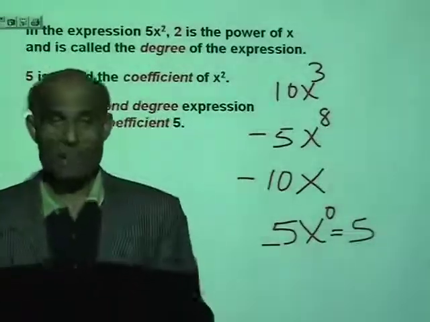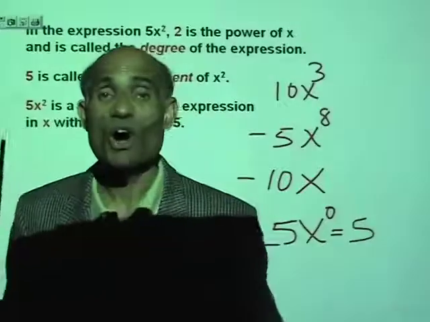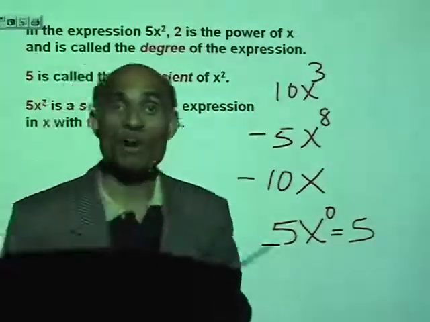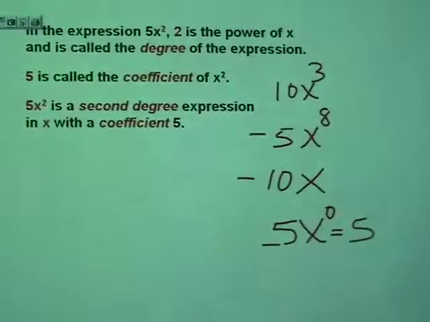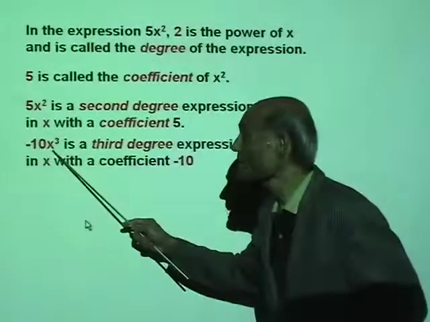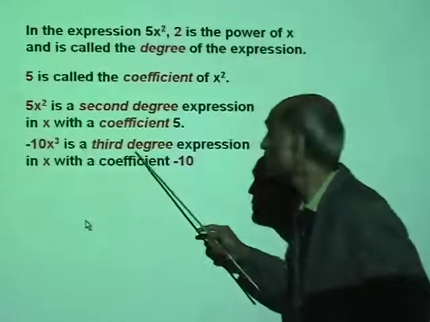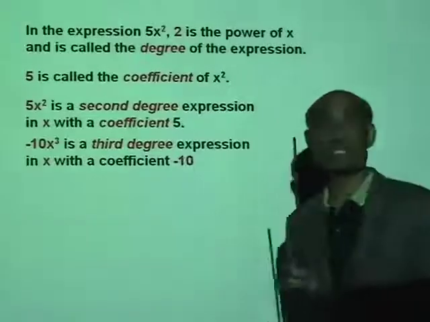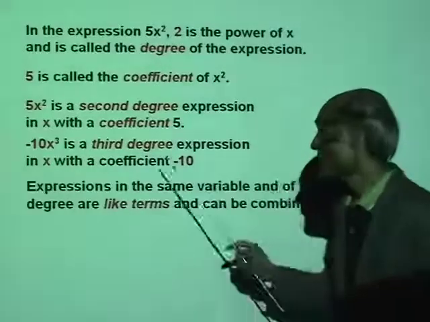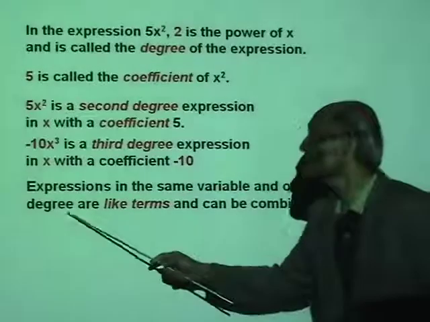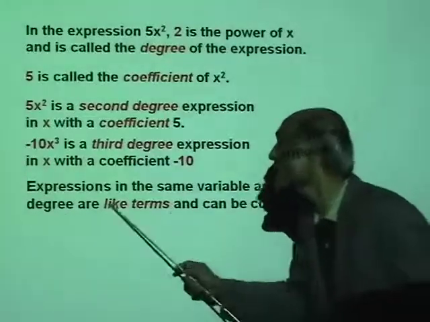Okay, so you have now a fair understanding of the degree of an expression and what the meaning of coefficient is. Okay, let's move on. Negative 10x cubed is a third degree expression in x, and the coefficient is negative 10. Expressions in the same variable and the same degree are called like terms.